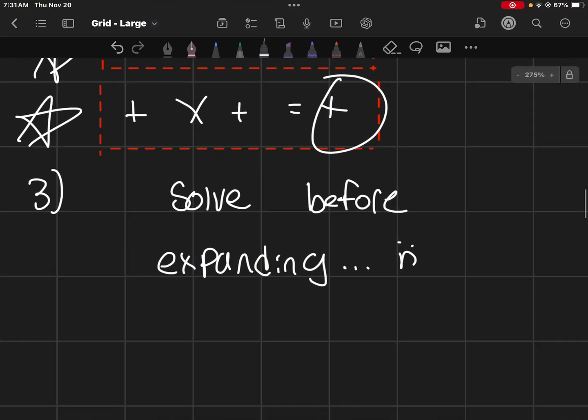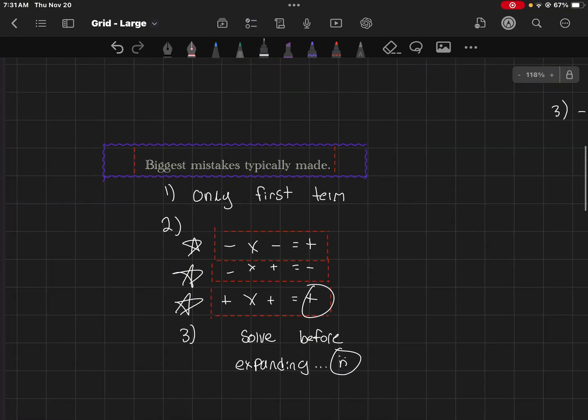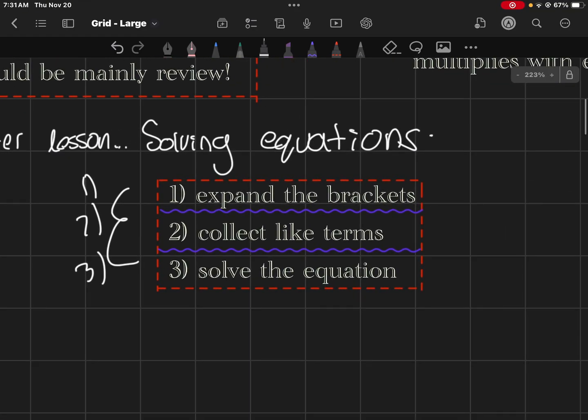Thirdly, they might solve before expanding, and I put a sad face here. That's because you should always expand first because it makes it way easier than having to go through way more work. If you follow all the steps from all the way over here, you should be able to do any of these problems where you expand, collect like terms, and solve. You'll get the correct answer every single time.